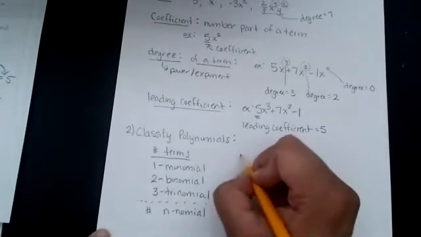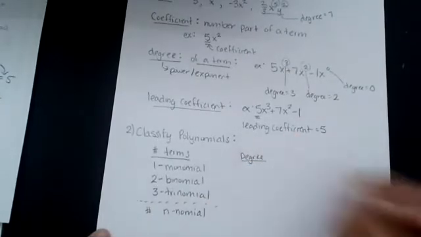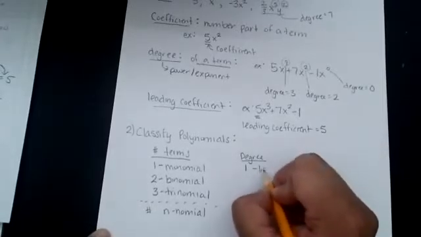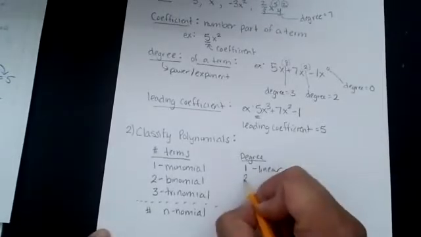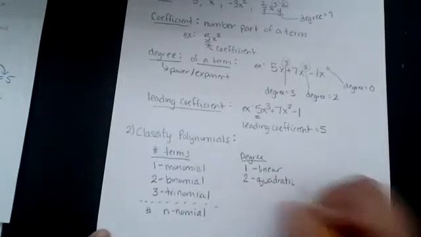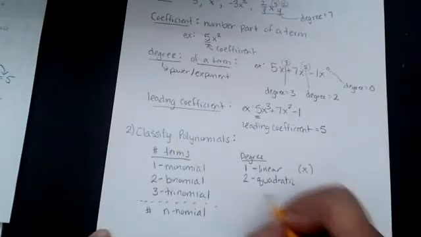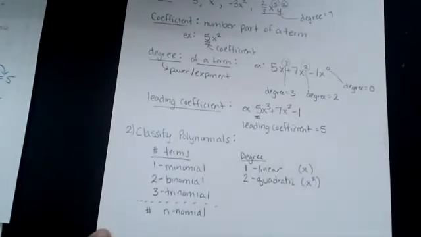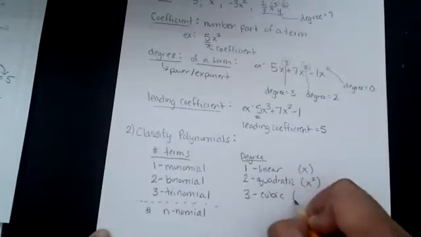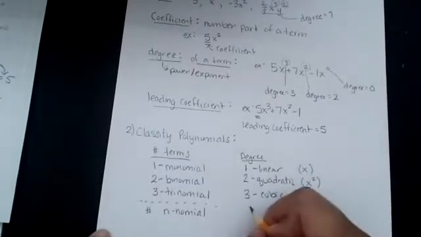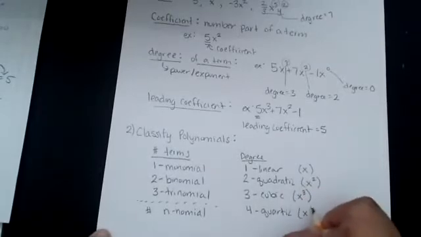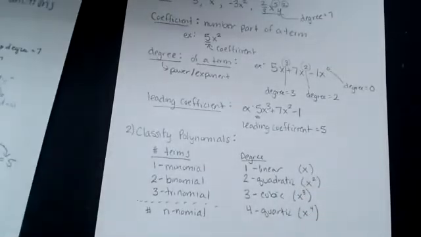The degree, if the degree is 1, like you have x, just x, that is a linear function. If the degree is 2, like you have x squared, that is a quadratic. If you have a degree of 3, which means x cubed, that is called a cubic. And a 4 is called a quartic. That's about the highest that you might see it.